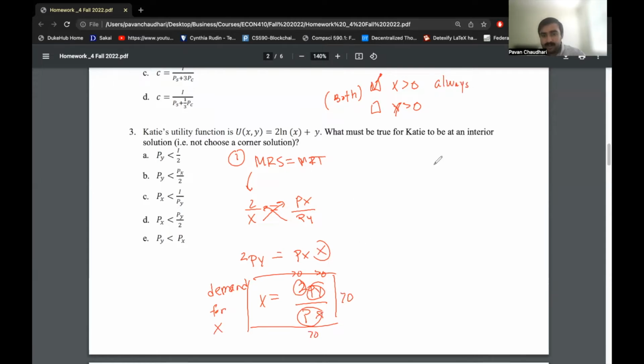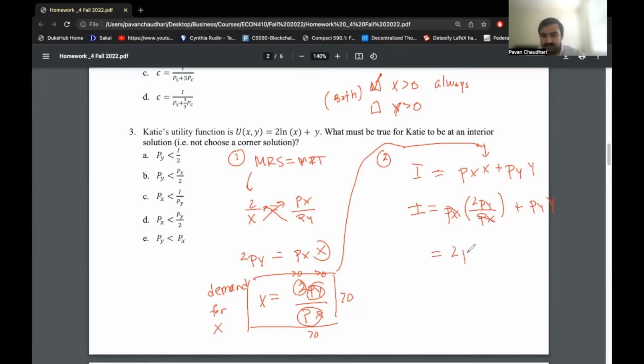Okay, so then we should go check Y. So we have to find the demand for Y by taking this X demand function, and we're going to plug it into the budget constraint. We'll plug it in for X. Okay, so we get I equals PX times 2PY over PX. That's just directly substituting it in. And then we're solving for Y here. So we'll first simplify, PX's cancel out. We'll solve for Y.